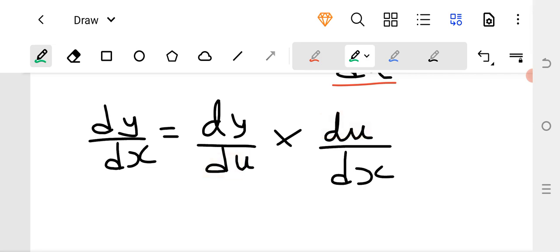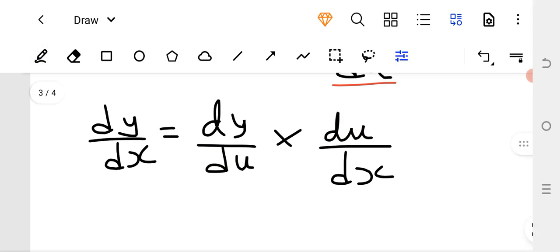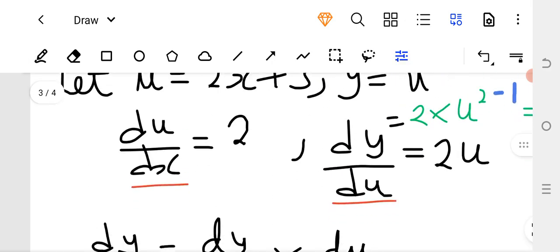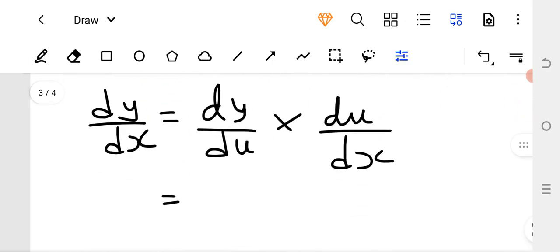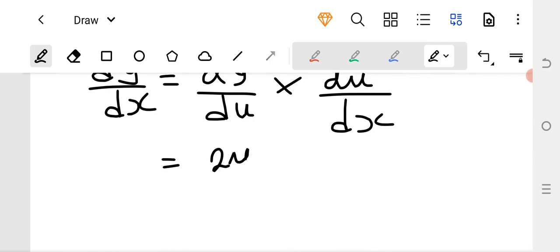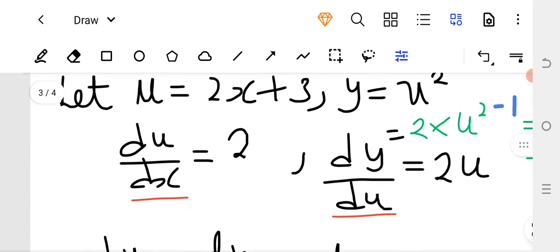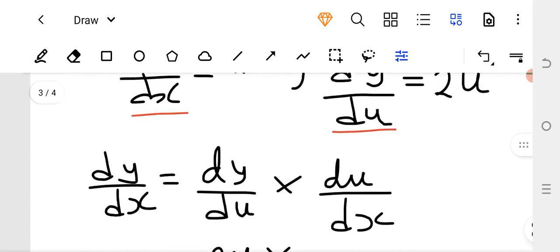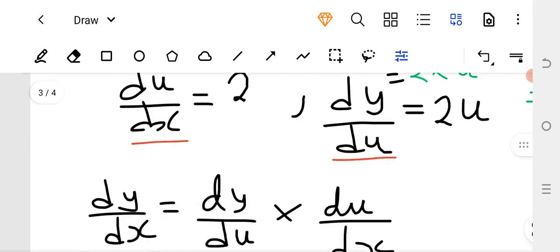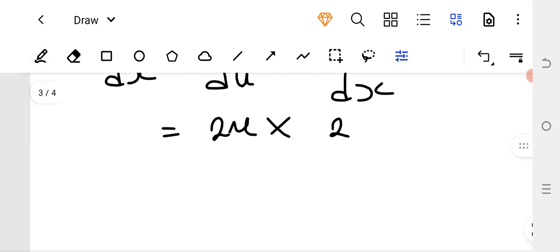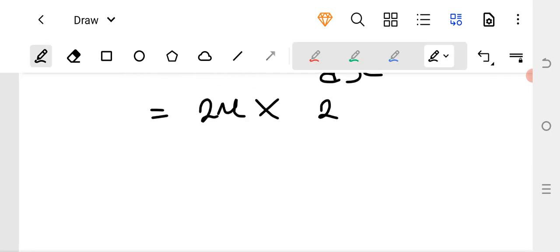Yeah. So this is the formula. We just plug in now. So it's equal to dy/du, which is 2u, multiplied by du/dx. du/dx is a 2. I hope you can see the 2 there. Multiply by 2. Multiply the numbers that you can see.